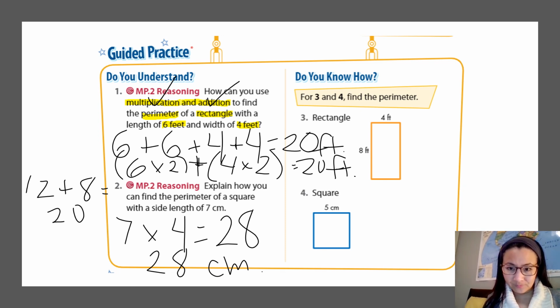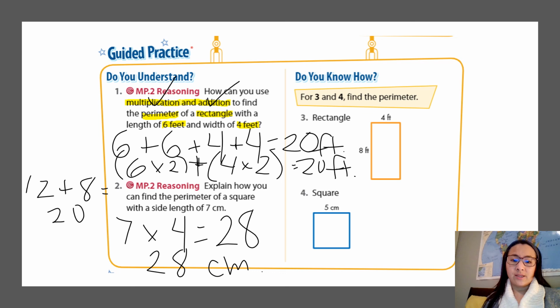Now let's look at number 3. So it's a rectangle. The length is 8 feet and the width is 4 feet. You can use the strategy we used for number 1 and solve number 3. I'm not going to write the answer in here. I think even though this is guided practice, maybe if you join us at 2 o'clock, we can talk about the answer to numbers 3 and 4.